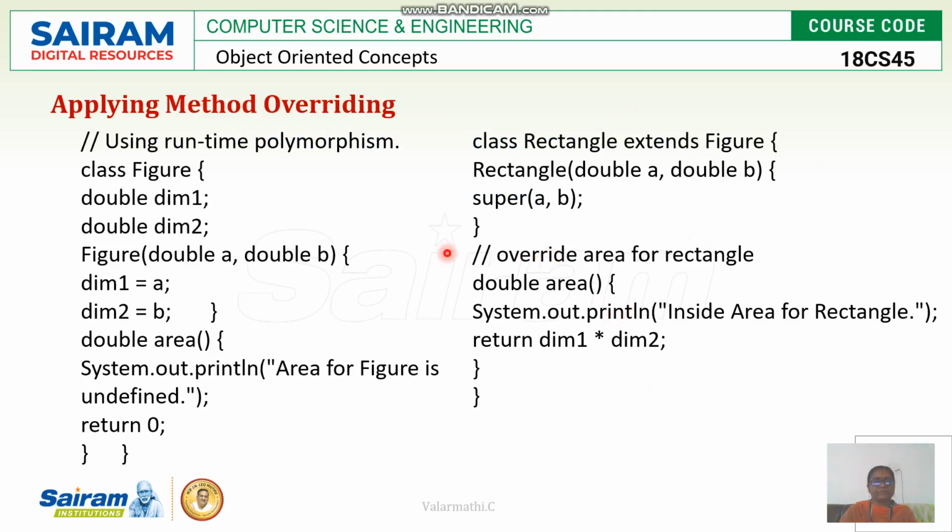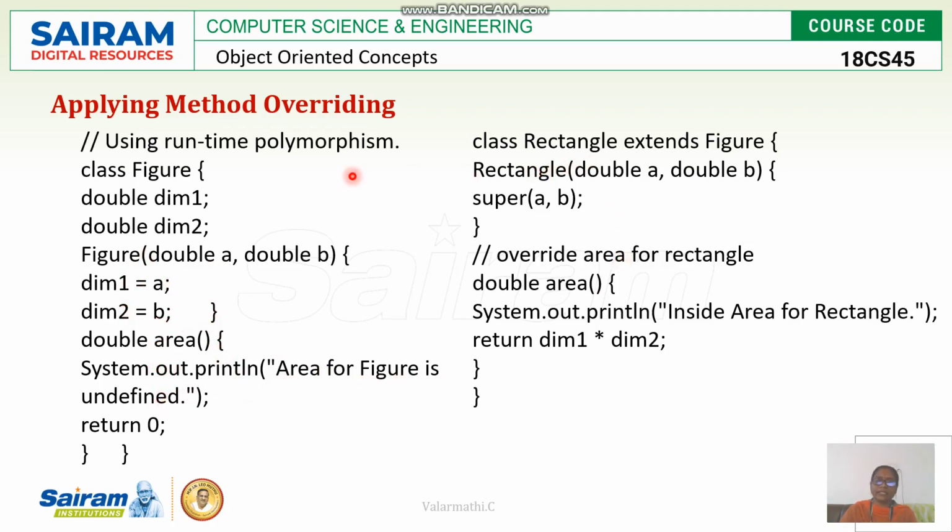How overriding is applied here, again one more example is given. Class Figure has double dim1 and double dim2, that is dimension 1 and dimension 2, defined as double. Then it has the constructor, where the values of A and B are assigned to the corresponding dimensions. Then double area is one method, which prints that the area of figure is undefined.